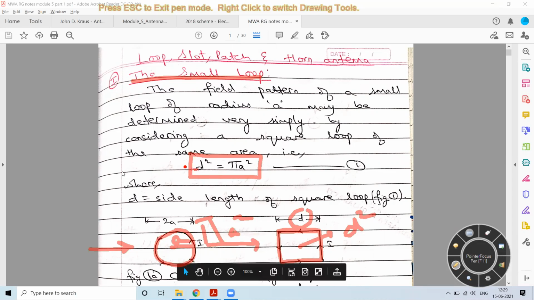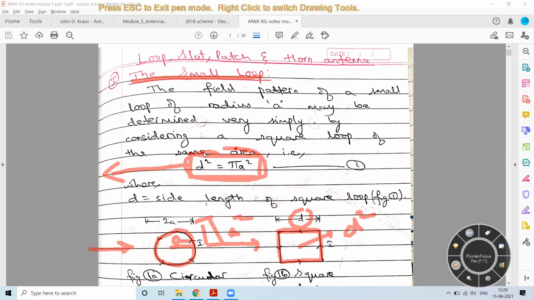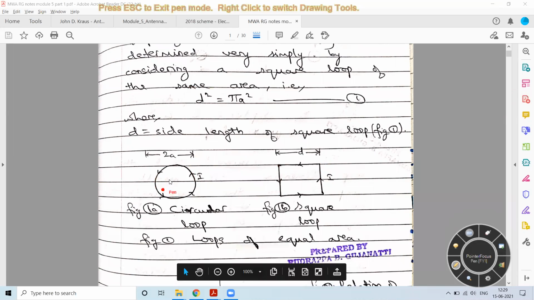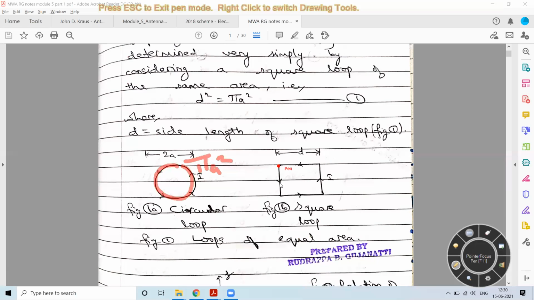This will be useful when we are going further with some derivations. So here we are considering a loop, and we can have the loop in circular form, which has an area of pi a square, and the same area can be obtained by creating a loop with one side length equal to d, and the area of this one is d square. Since I'm using this, I can equate the area of these two. So this will be utilized in the coming derivations.